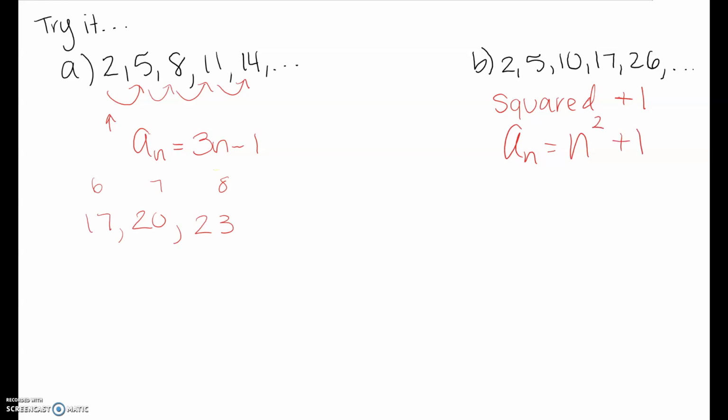And so we need 1, 2, 3, 4, 5. So we need the 6th again, 7th again, and the 8th term. So 6 squared, 36, plus 1, 37. 7 squared, 49, plus 1, 50. And the last one, 8 squared, 64, plus 1, 65.